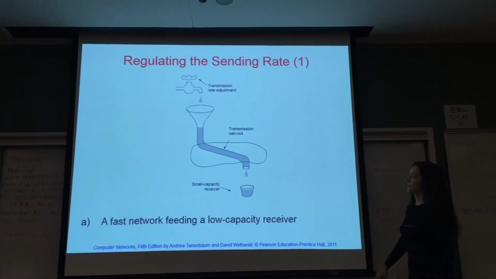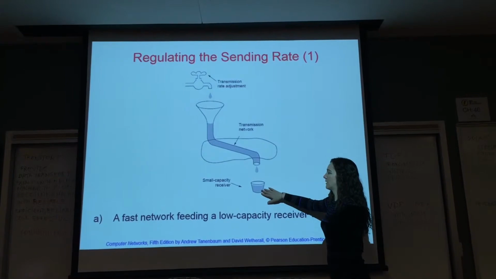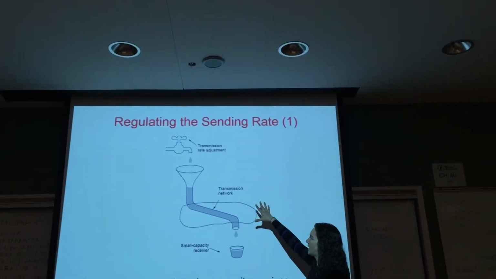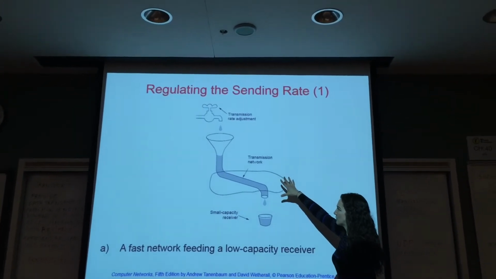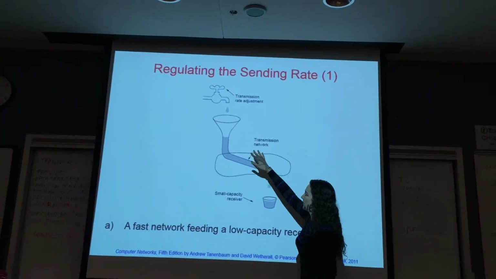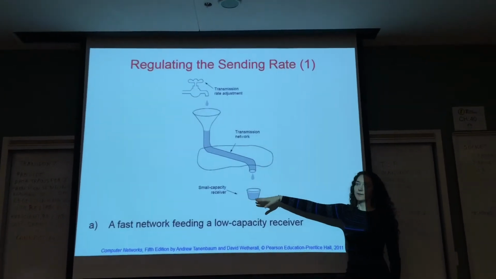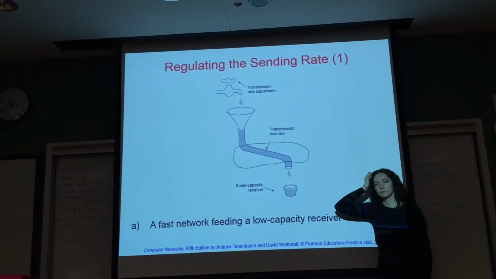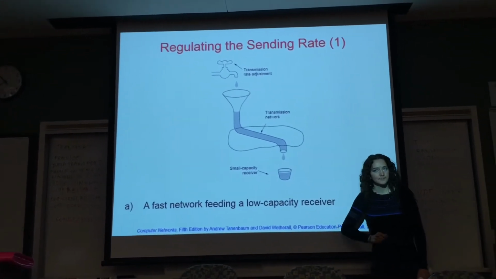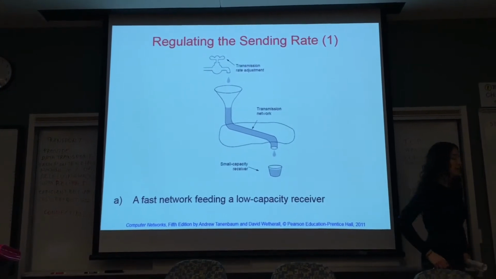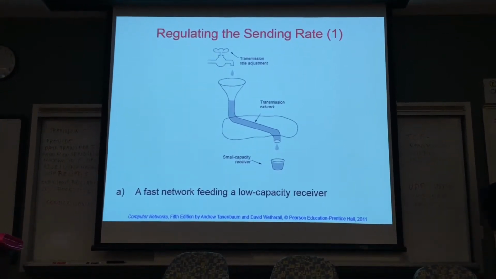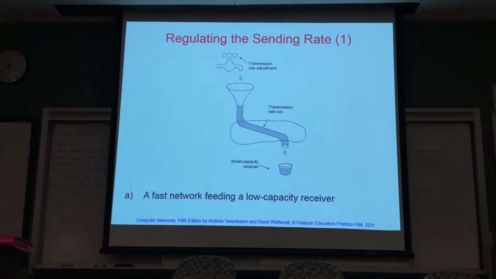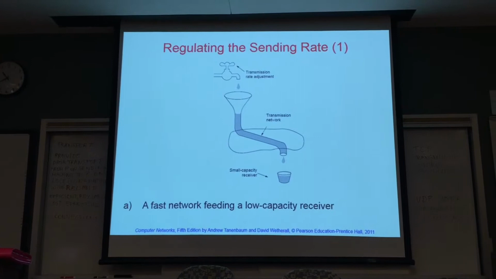See, this is what is happening. We have a small capacity receiver, the bucket is full, and we have a high bandwidth network transmission that keeps dumping a lot of data on us, more than we can handle. Can you think of an example of something like that? This is the one situation.